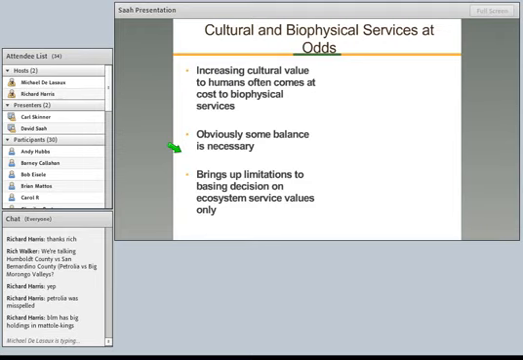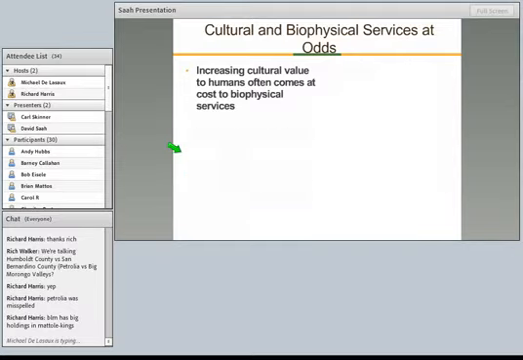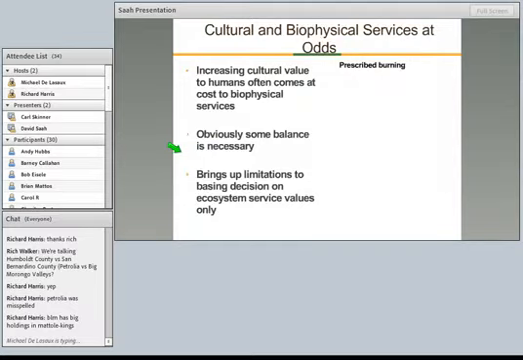And that brings up some of the limitations of decisions based just on ecosystem services. If you're just quantifying what the service valuations were and not taking into context some of these other important issues, like social issues and economic issues, as well as fundamental ecological issues, you end up getting yourself into trouble.